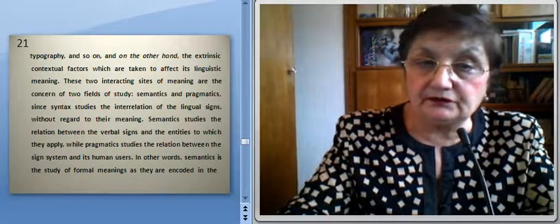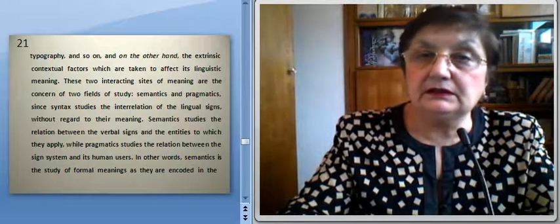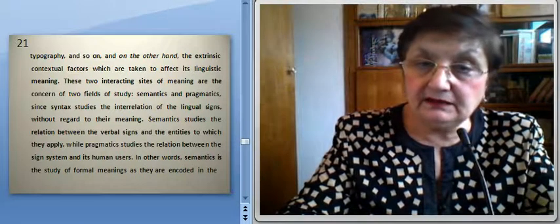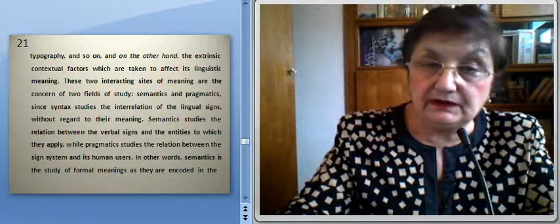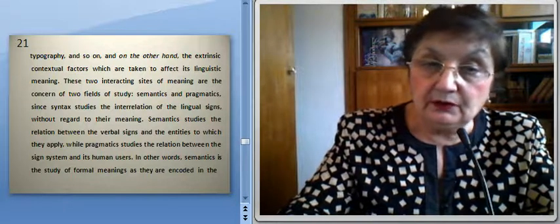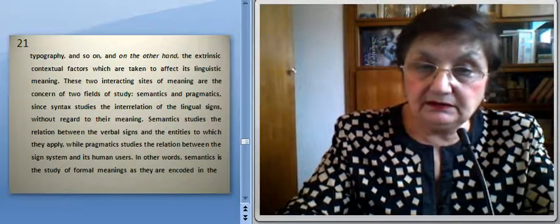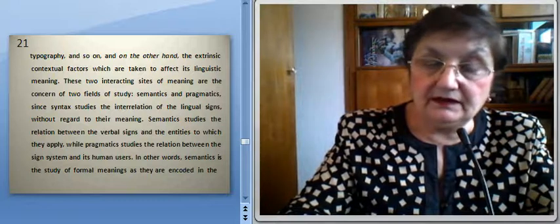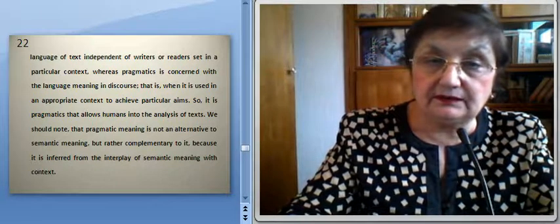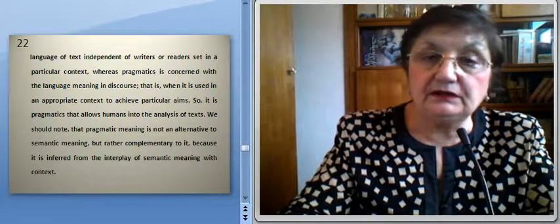Semantics studies the relation between the verbal signs and the entities to which they apply, while pragmatics studies the relation between the sign system and its human users. In other words, semantics is the study of formal meanings as they are encoded in the language of text, independent of writers or readers set in a particular context, whereas pragmatics is concerned with the language meaning in discourse, that is, when it is used in an appropriate context to achieve particular aims. So, it is pragmatics that allows humans into the analysis of texts.